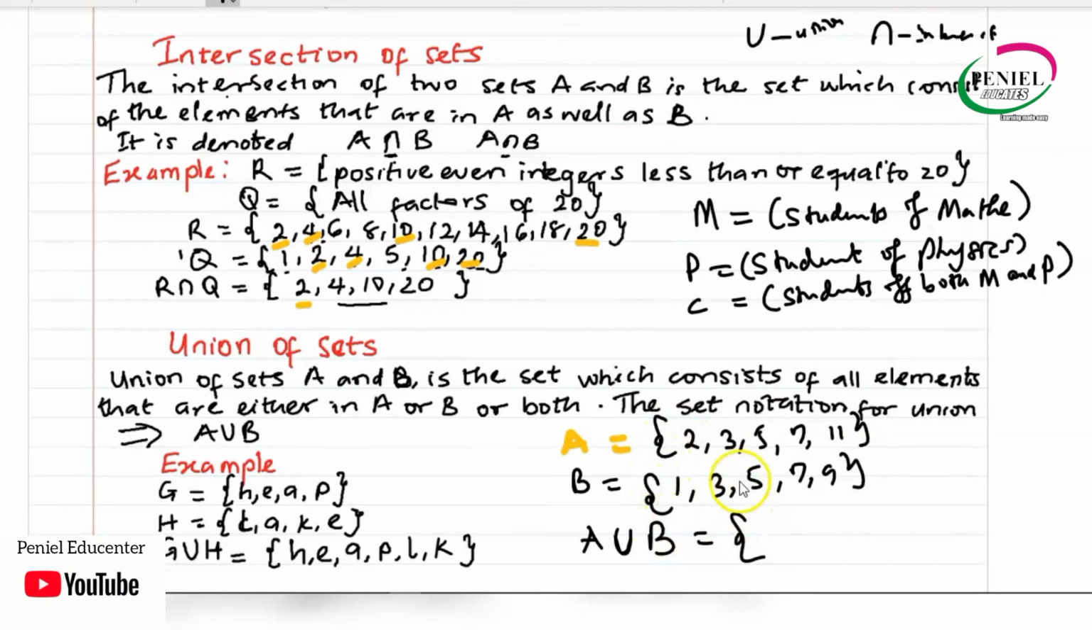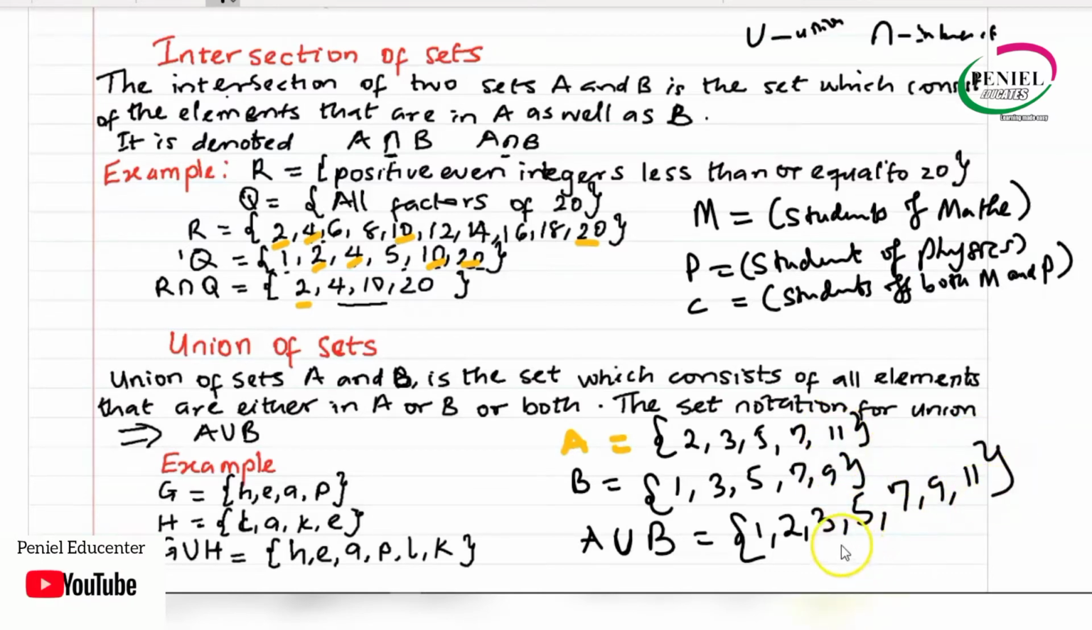When you have your union, all the elements that are contained in A and all the elements that are contained in B are captured. So I'm going to start with this. I have 1 here, so I pick 1. I have 2 and there is no 2 in B, so I pick it. I have 3 in both, so I pick one of them. That's 3. I have 5 in both, so I pick only one 5. I have 7 in both, so I pick one 7. I don't have 9 in both, so I pick 9. I have 11, which is not in both, so I pick 11.